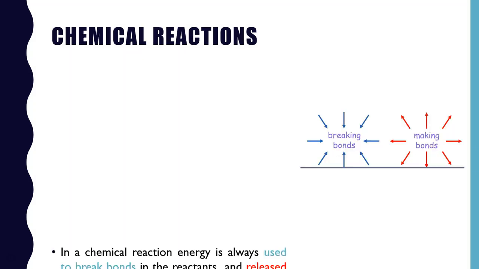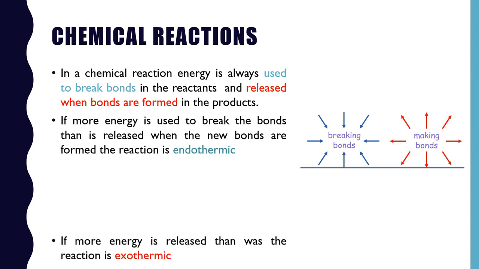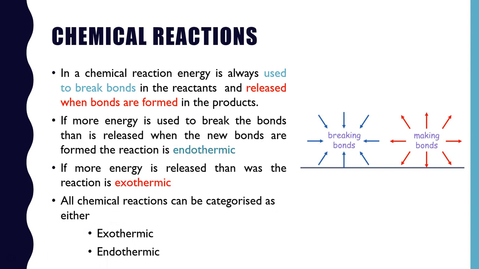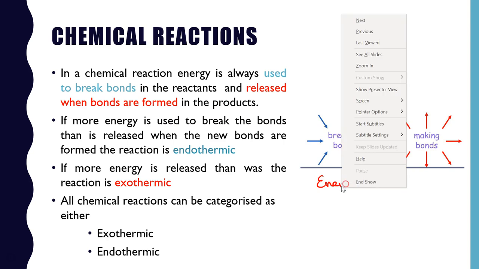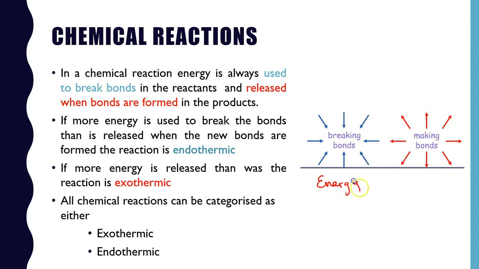So this goes a little bit further than what you may have seen before in Year 9, and this idea that in exothermic reactions and endothermic reactions, we can look at these in terms of what's going on with the bonds in the molecules and the compounds. Okay, so in a chemical reaction, energy is always used to break bonds. Okay, so we always have to put energy in to break bonds.